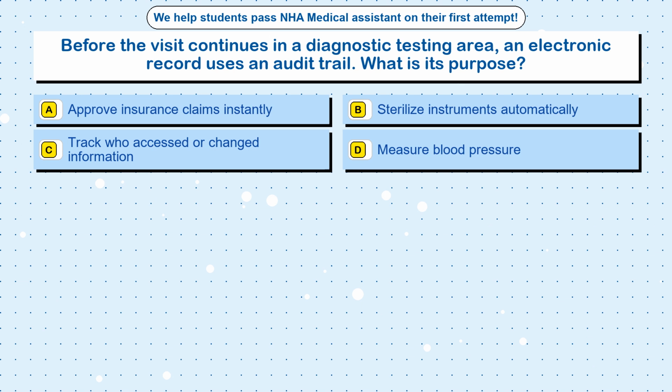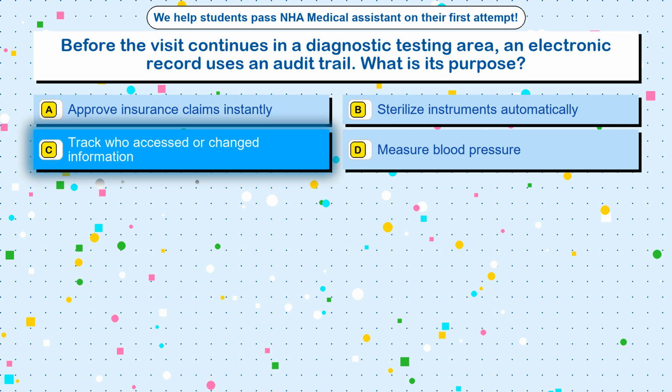Question 33. Before the visit continues in a diagnostic testing area, an electronic record uses an audit trail. What is its purpose? Option A, approve insurance claims instantly. Option B, sterilize instruments automatically. Option C, track who accessed or changed information. Option D, measure blood pressure.